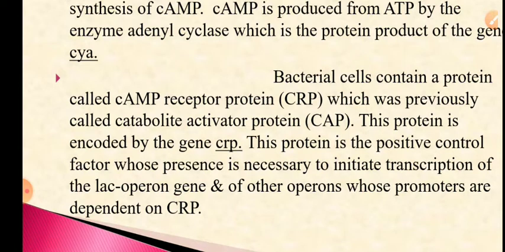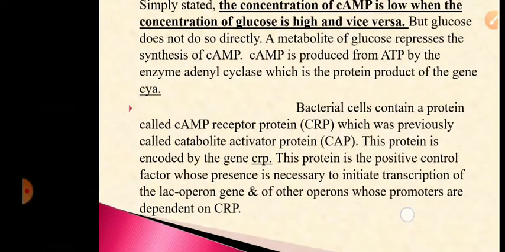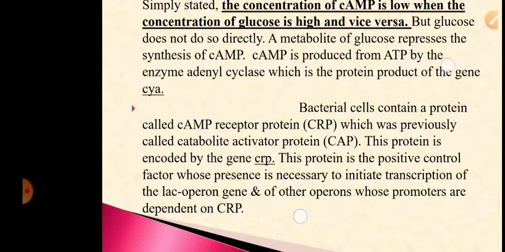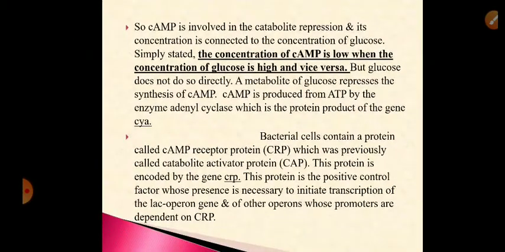What is CRP? Cyclic AMP receptor protein. So CRP protein is activated only when it is bound to cyclic AMP. That means the concentration of cyclic AMP should be high in the cell so that it can bind CRP and activate it. Then the cyclic AMP bound CRP will go and bind the promoter region, and then it will initiate RNA polymerase binding, and hence structural genes will be expressed and enzyme synthesis will take place. So cyclic AMP is directly involved in increasing the enzyme synthesis of lac operon.